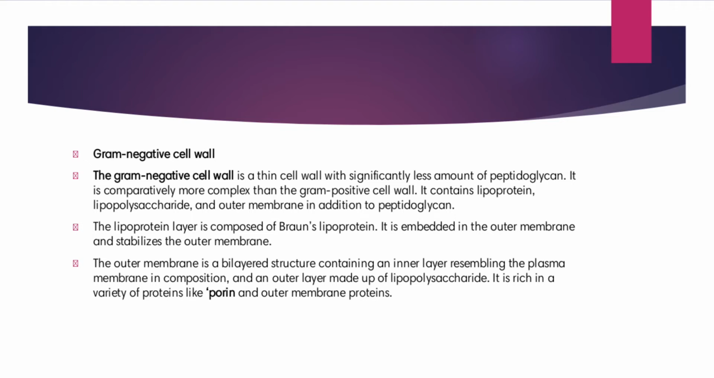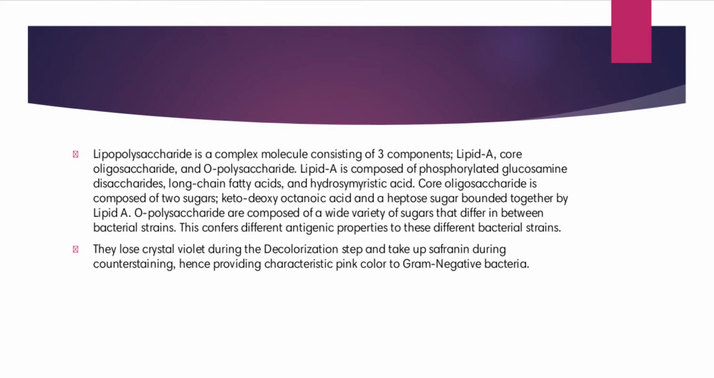Gram-negative bacteria. The gram-negative cell wall is a thin cell wall with a significantly smaller amount of peptidoglycan. It is comparatively more complex than the gram-positive cell wall. It contains lipoprotein, lipopolysaccharide, and the outer membrane in addition to the peptidoglycan. The lipoprotein layer is composed of Braun's lipoprotein. It is embedded in the outer membrane and stabilizes it. The outer membrane is a bilayered structure containing an inner layer resembling the plasma membrane in composition, and the outer layer is made up of lipopolysaccharide. It is rich in a variety of proteins like porin and other outer membrane proteins.